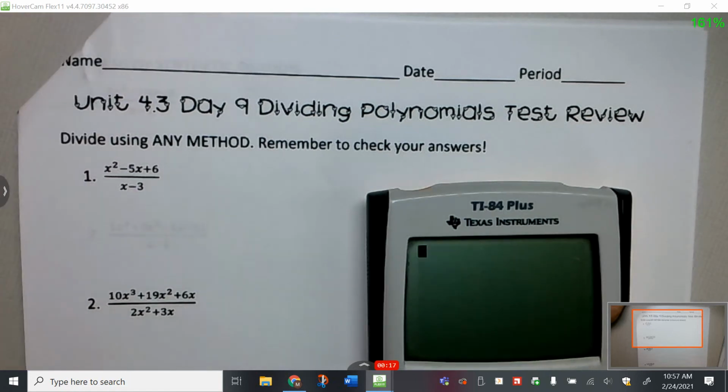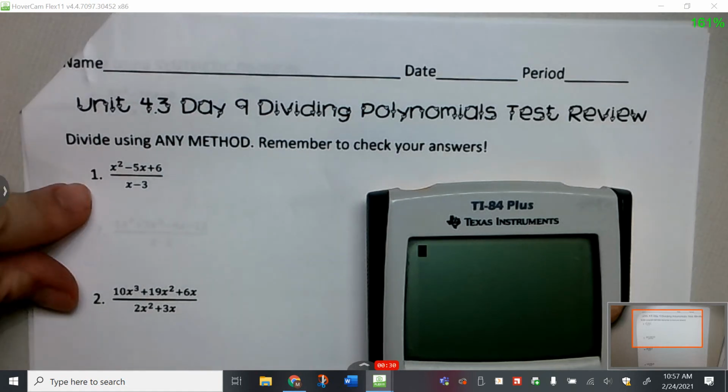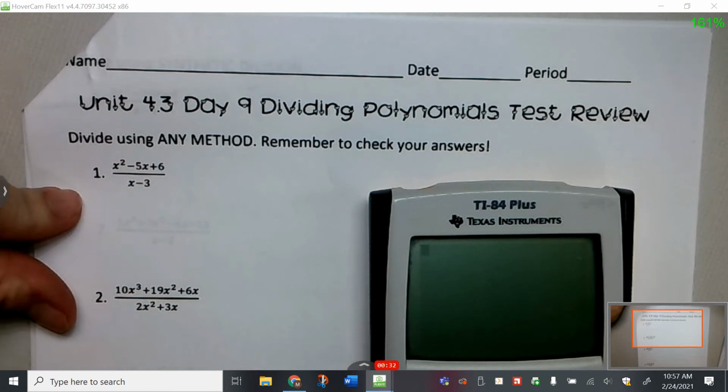I'm going to show you how to do it in your calculator because on the test they're multiple choice. So you really only need to do the front of the test review, and then we'll go from there. So it says any method. I'm going to use the calculator.